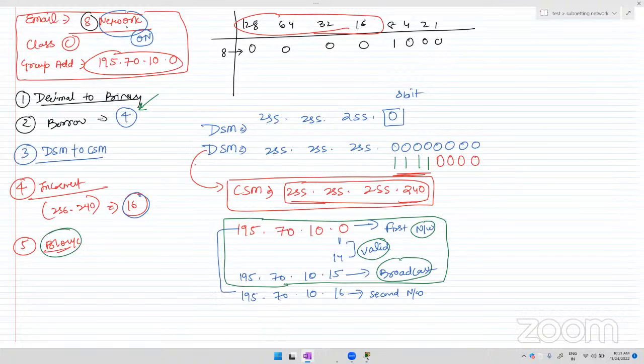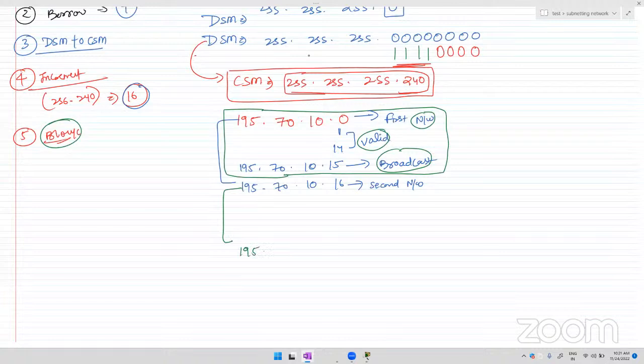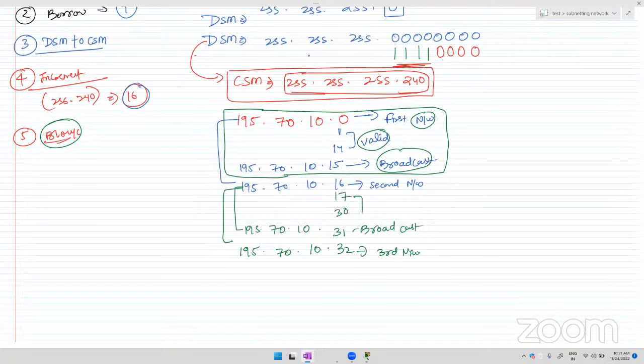A block. Now how many networks do we require, dear? 8. So one by one you can get them. So this one is the second network. We need to put 195.70.10. 16 plus 16, how many? 32. It's my third network. And broadcast is 31. So 195.70.10.31 is the broadcast and valid IP is 17 to 30.